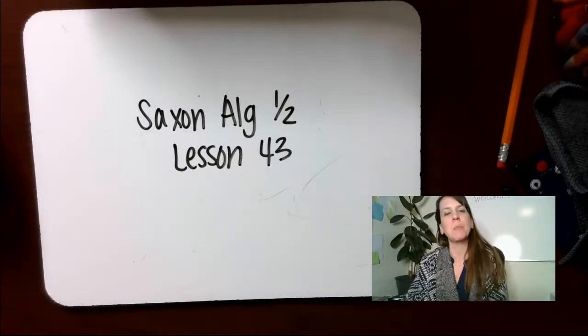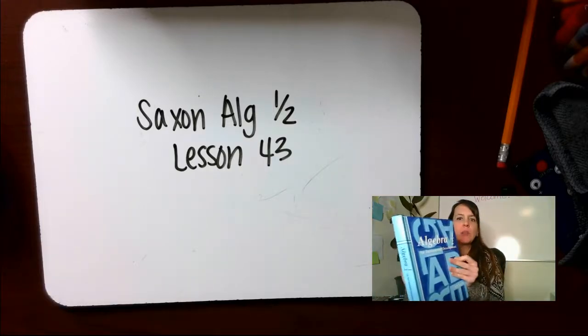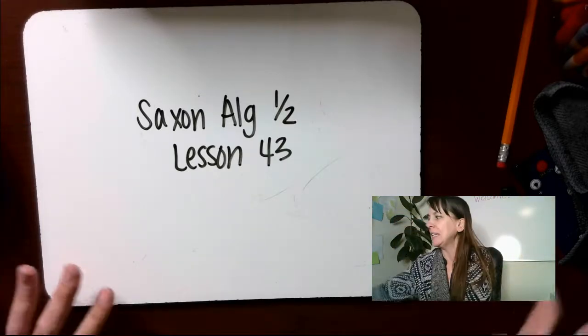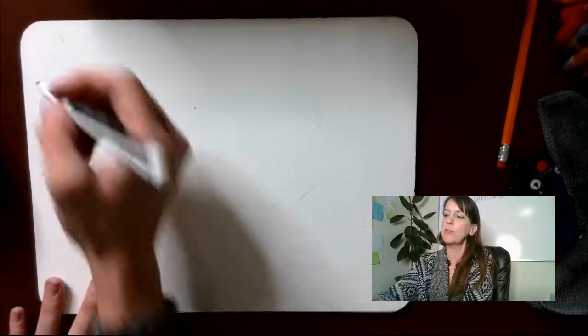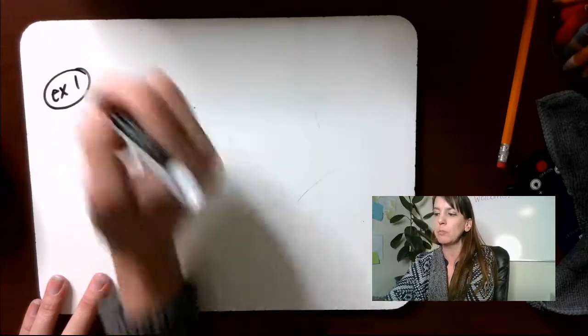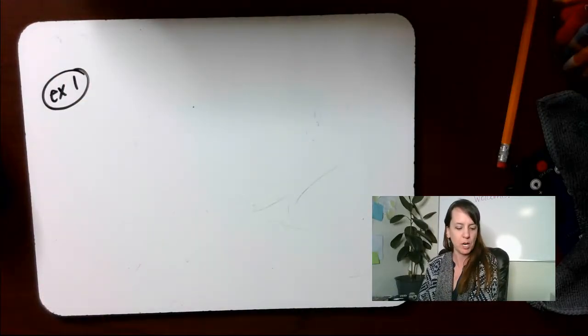Welcome back. This is my pre-algebra class, lesson 43. We're talking algebra 1/2 from the Saxon book. We are going to be talking today about multiplying mixed numbers. So if you're in my class, you need to take a moment to pull out your notes and make sure that you are copying these down.